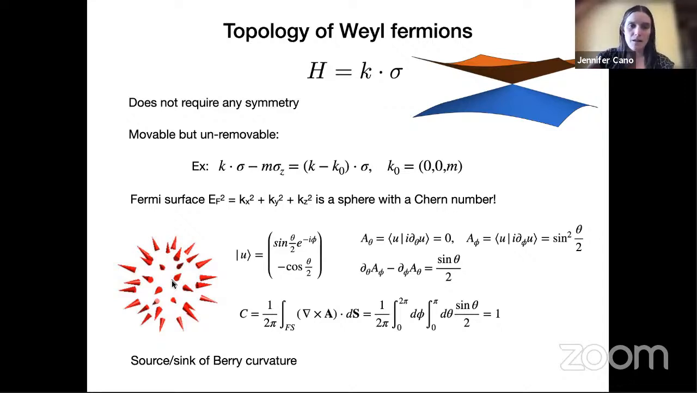And the topology of Weyl fermions is related to these first two points. The reason that we can't remove a Weyl fermion is exactly because it is topological. So we can understand it in terms of Pauli matrices, but we can also understand that if we have some source of Berry curvature, it can't just disappear. So I think this is the topology of Weyl fermions.